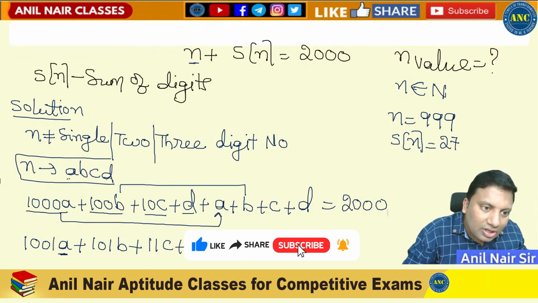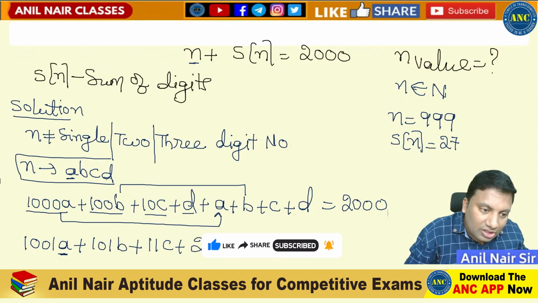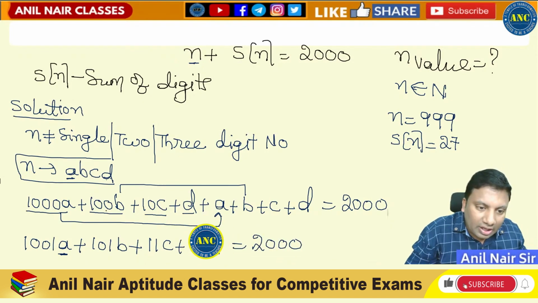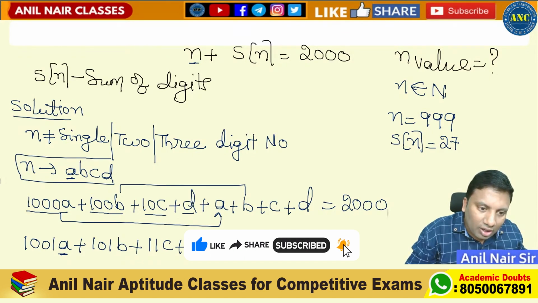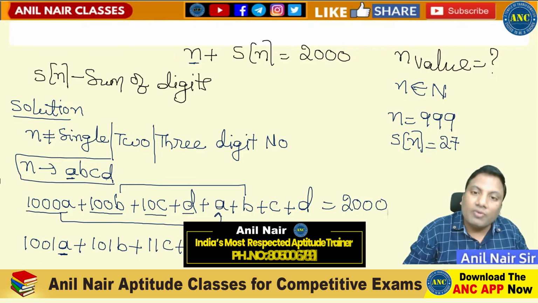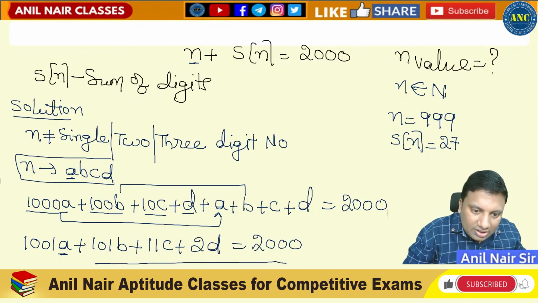A cannot be 0, as A is the leftmost digit. A cannot be greater than 1, because if it is 2, 1001 into 2 is 2002 plus a positive number, which is too large. So A has to be 1. If A is 1, this becomes 101B plus 11C plus 2D equivalent to 2000 minus 1001, which is 999.